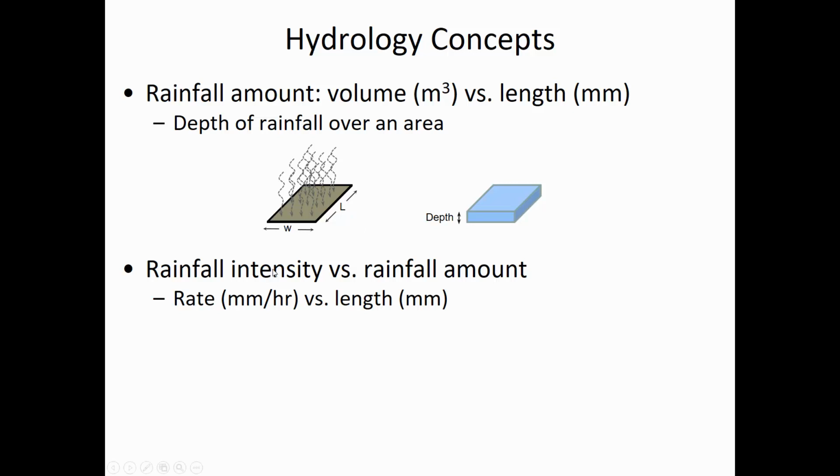Rainfall intensity and rainfall amount likewise have different units. The rate or intensity is going to be length per time, whereas the rainfall amount is most typically just described as the depth that was encountered. Sometimes they put a ruler into a container and actually measure the depth, but more often it's going to be the tipping bucket that they're using as a way of measuring the rainfall.